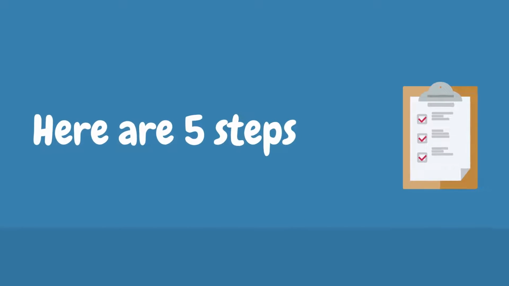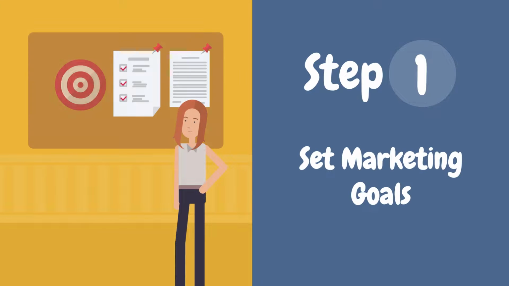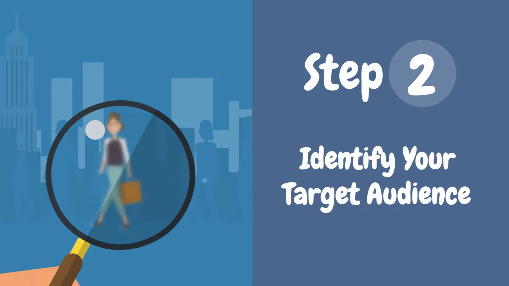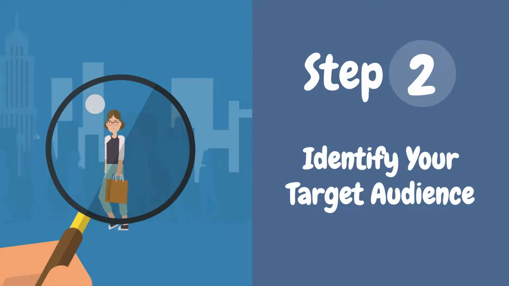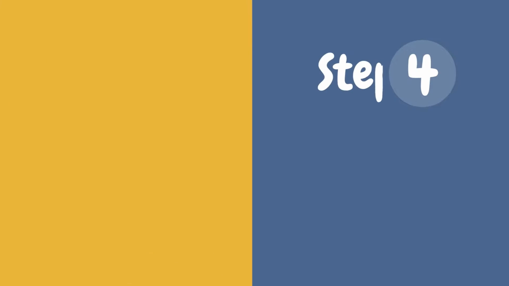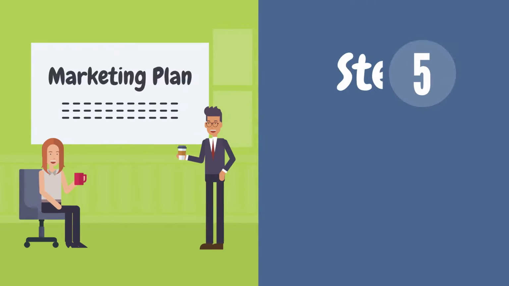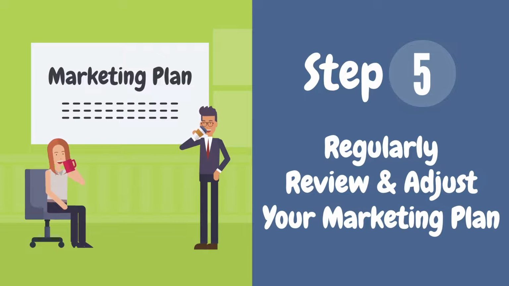Here are 5 steps you can take to develop a marketing plan. Set marketing goals that align with your overall business objectives. Identify your target audience and understand their needs, wants, and pain points. Research and analyze the most effective marketing channels for reaching your target audience. Develop a content calendar and create a variety of content types that align with your goals and audience. Regularly review and adjust your marketing plan as the company and market evolves.